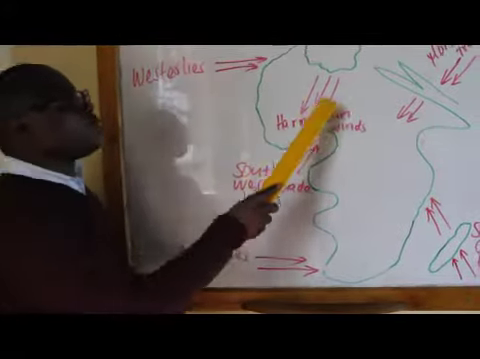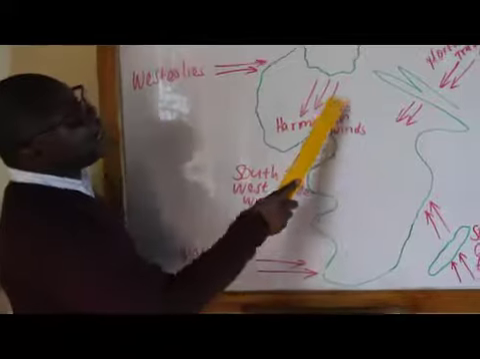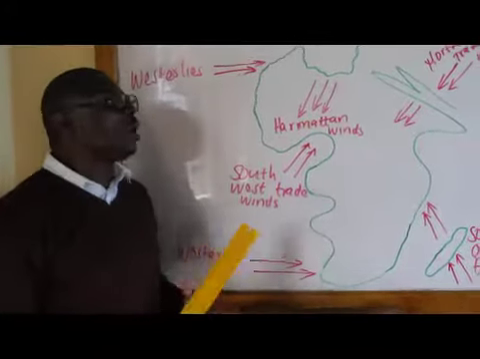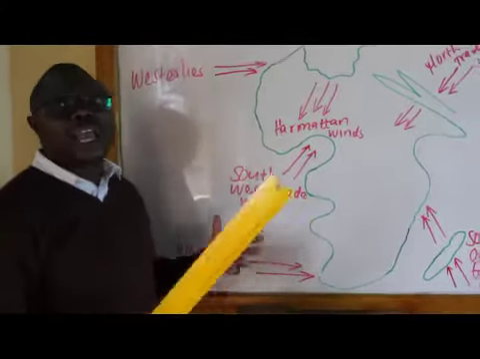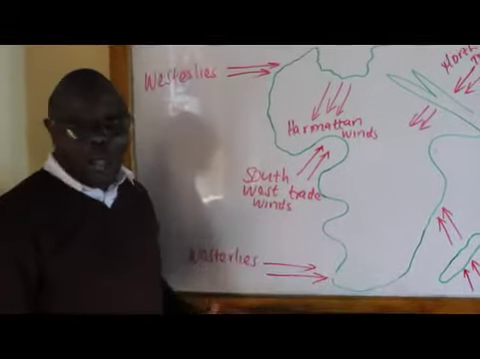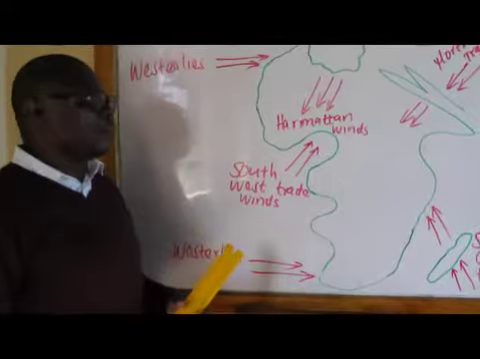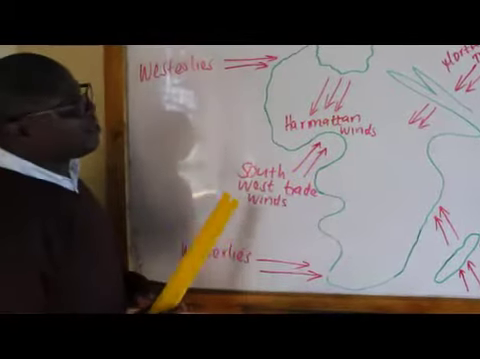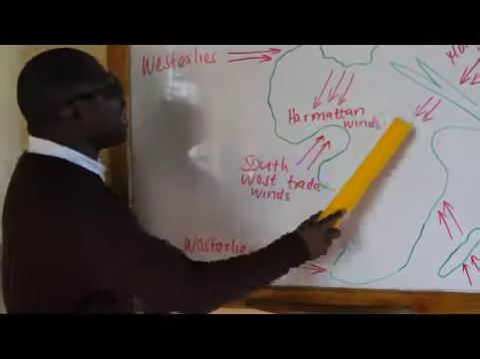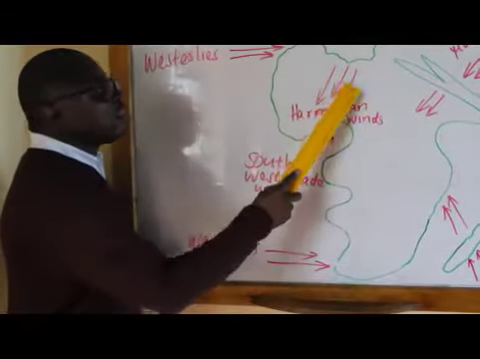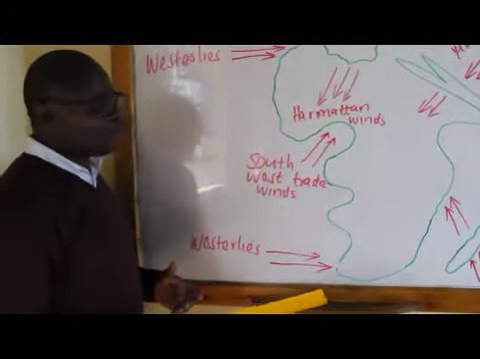Harmattan winds are hot and dry winds. This is an example of what you call offshore winds. They are winds that blow from a landmass and do not carry moisture with them. The Harmattan winds are responsible for causing the Sahara Desert because these winds are very dry.